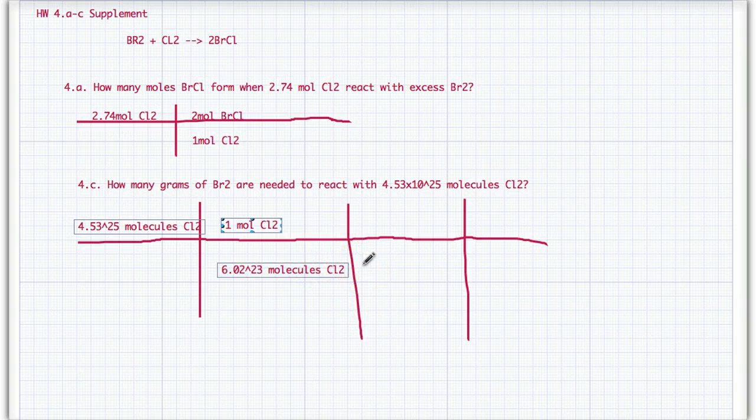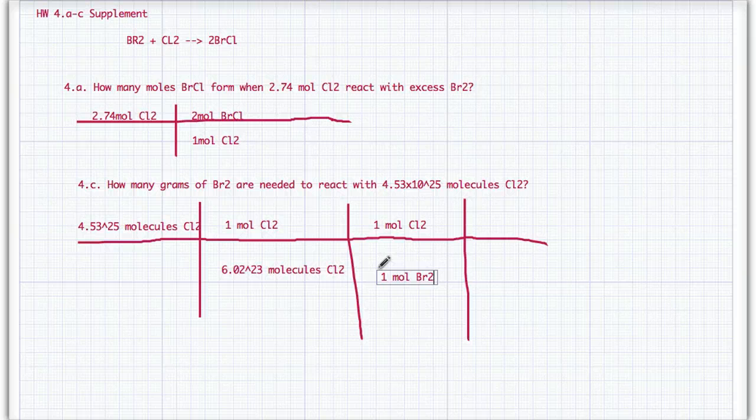All right, and then we know the molar relationship between chlorine and bromine. So for every 1 mole of chlorine gas, we will react 1 mole of bromine. This is actually liquid. Okay, and then we want to know grams, so we have to say 1 mole bromine liquid weighs 160 grams. Okay, so are we on the right track? Our units are canceling.